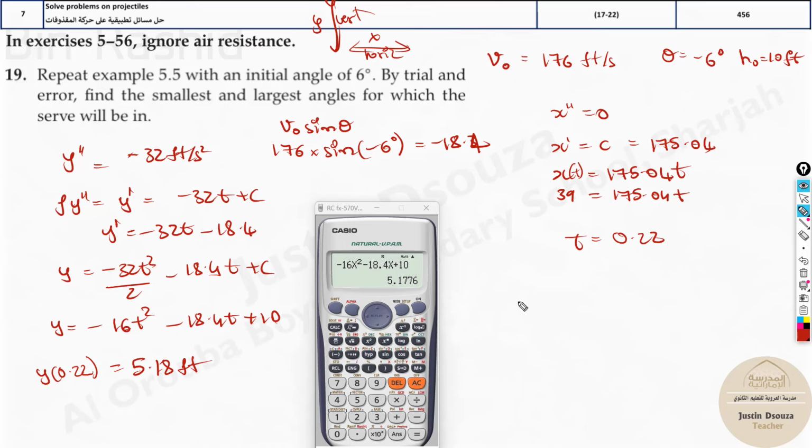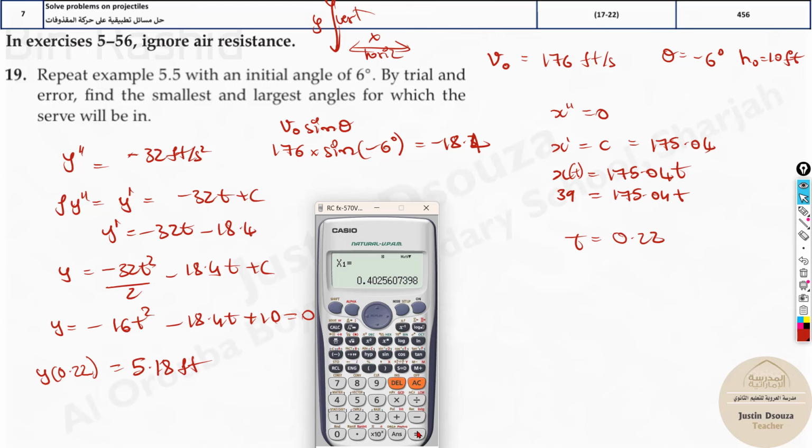Will it fall within 60 feet? Because I saw that time it was 39 feet for the net and 60 feet was for the boundary line. Now what you need to do is basically solve this at 0, because when y is 0, it will be a quadratic equation. Solve the time when it touches the ground. So let's just do it. Over here mode 5 and option 3. It's negative 16, minus 18.4 and lastly we have 10. Let's solve it.